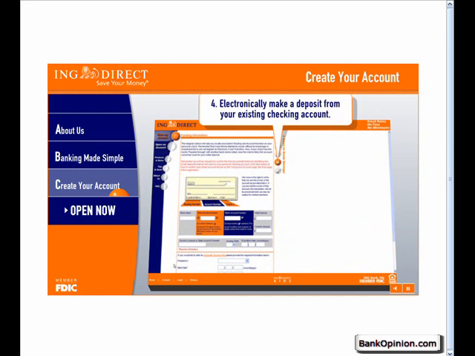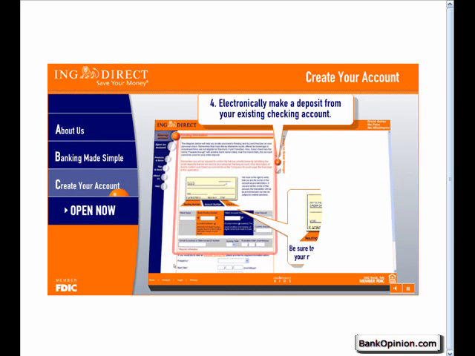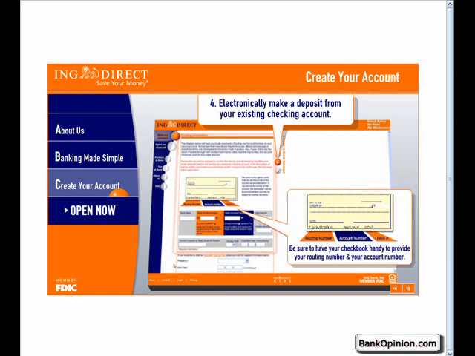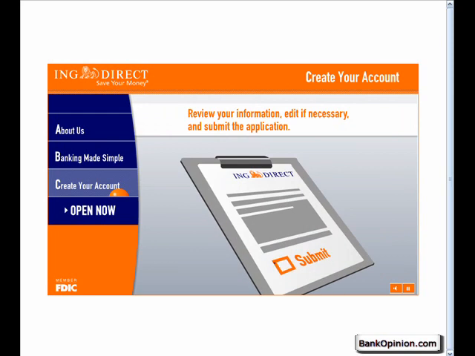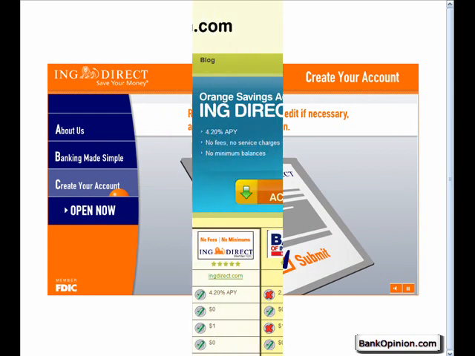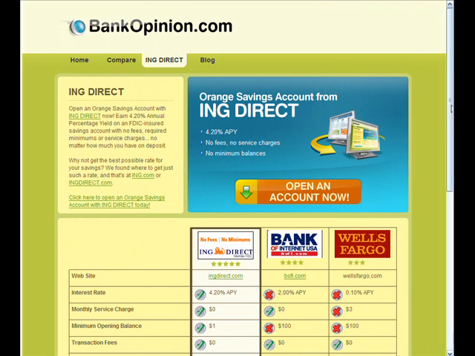And then finally, we're going to electronically make a deposit from your existing checking account. So you will need to have your checkbook handy so that you can get some information off your checks, like your routing number and your account number. But it's very straightforward, and we're going to walk you through that right now. Finally, after we finish that fourth step, you'll review the information, make any edits that are necessary, and then submit the application.